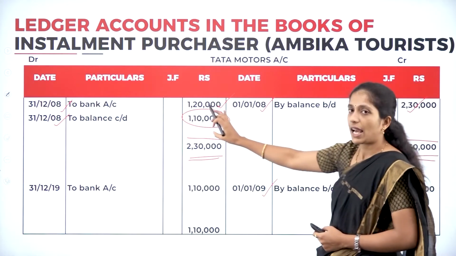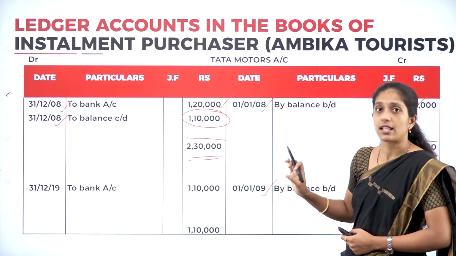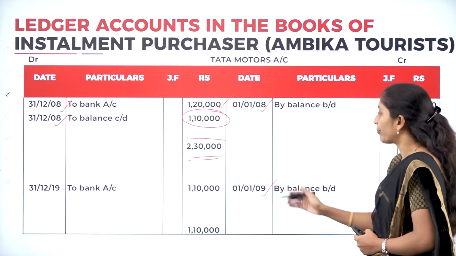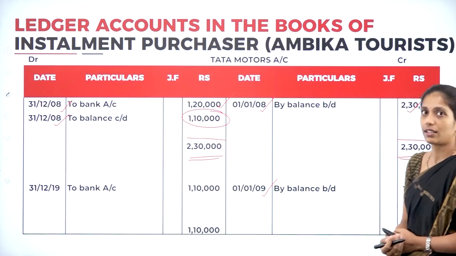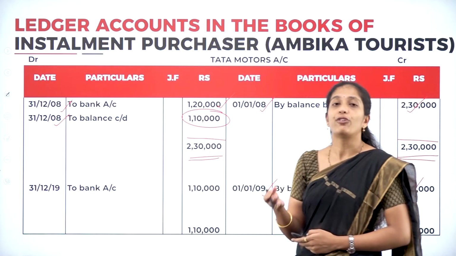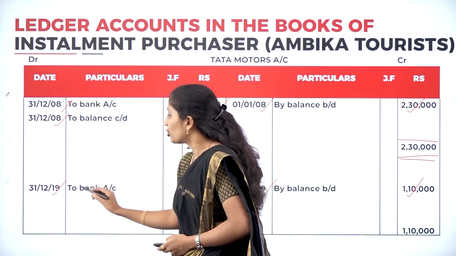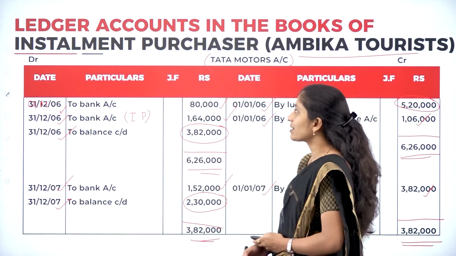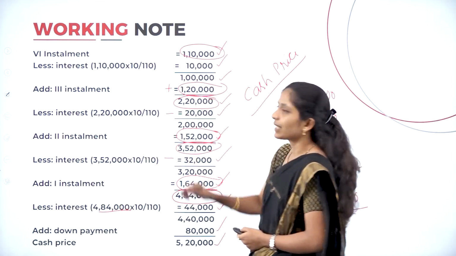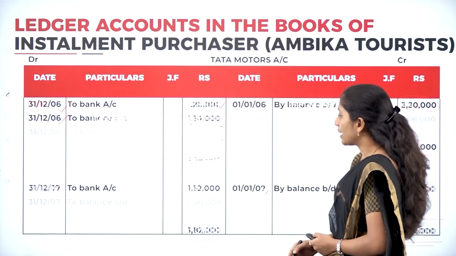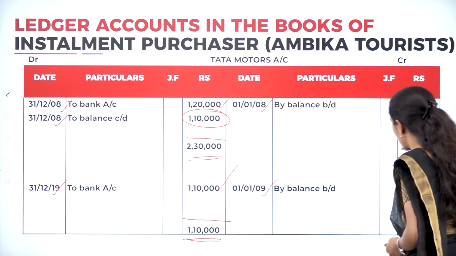Now come to the last year, that is 2009. Whatever amount you have carried down in the debit side has to be brought down in the credit side at the beginning of the next year. 1/1/2009 by balance brought down 1,10,000. Now you have to record the fourth installment amount, right? So 31/12/09 to bank account. Now what is the fourth installment? The fourth installment is 1,10,000. So write that 1,10,000. When you add, you'll get 1,10,000 on both sides.